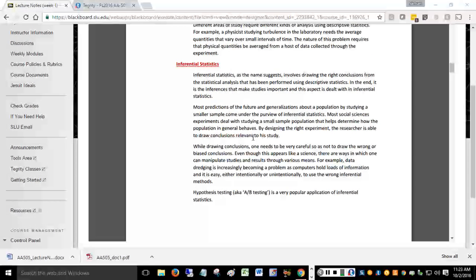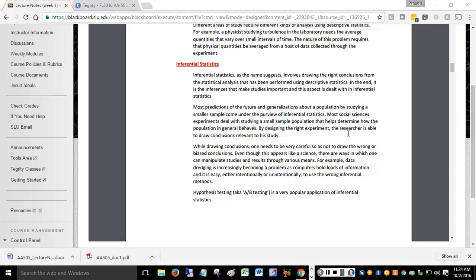Inferential statistics, as the name suggests, involves drawing conclusions from statistical analysis that can be performed using descriptive statistics and probability. In the end, the inferences that studies make here are important, and this aspect is dealt with in inferential statistics. Most predictions and future generalizations about a population are done by studying a smaller sample, which comes under the umbrella of inferential statistics.